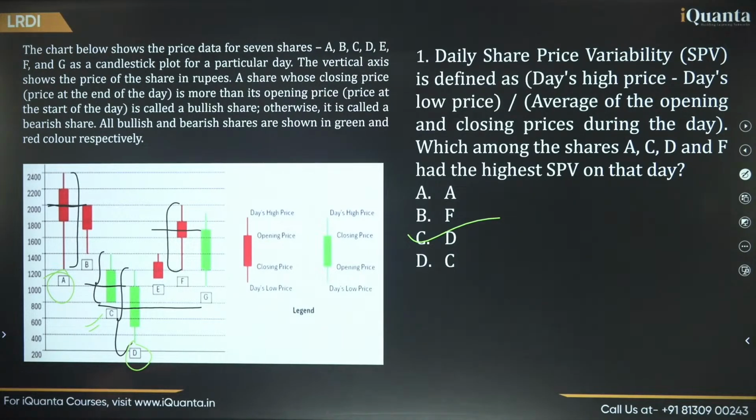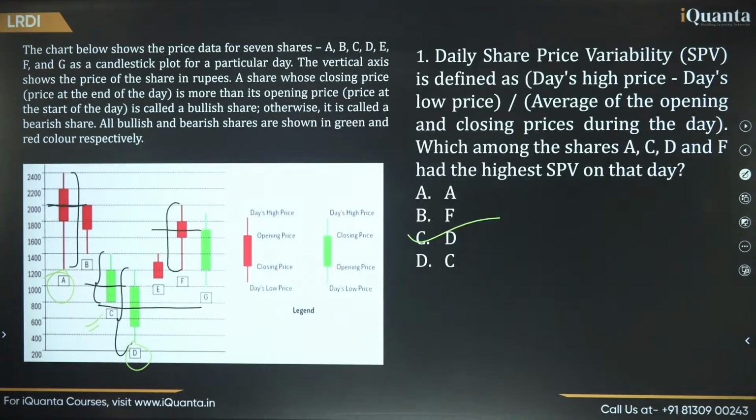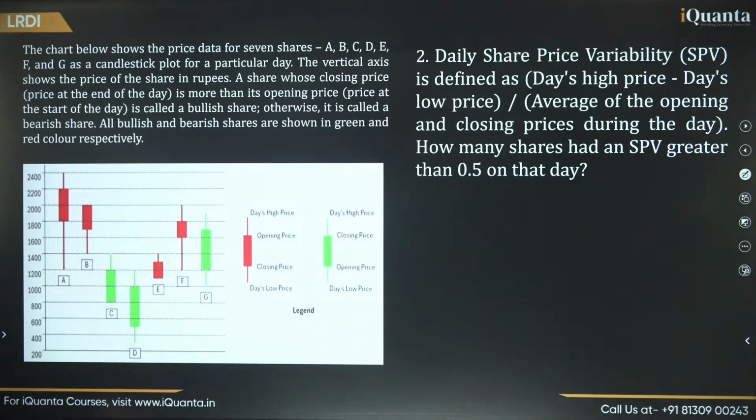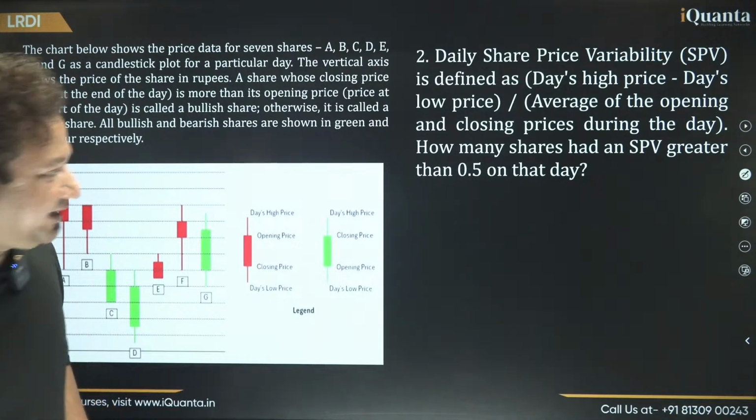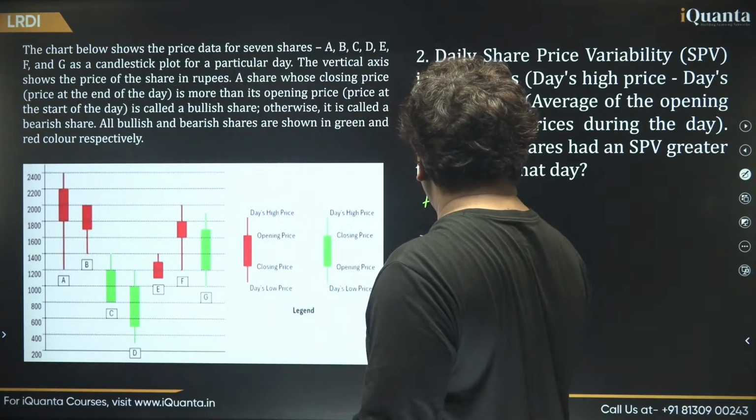Tell me in the comments. Next one. Daily share price variability defined as this upon this. सेम बात ही बोल रहा है, how many shares had an SPV greater than 0.5? तो हमने पहले 4 के निकाल ही लिए हैं, 0.5 से बड़ा होना चाहिए. How many shares do we have like that? For share A, if I remember it was 0.6, yes or no?